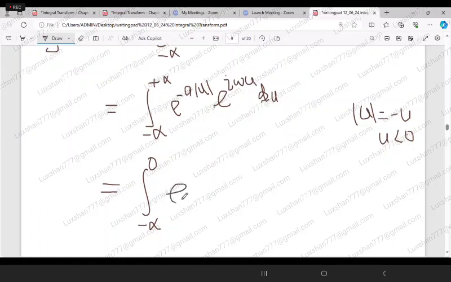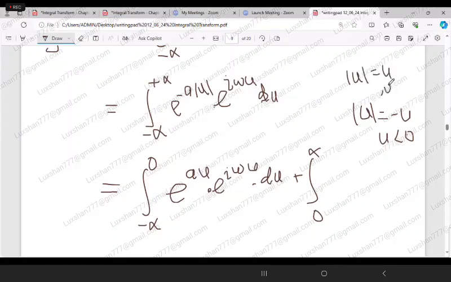Therefore, I will get e to the power au into e to the power i omega u du, plus the integration 0 to infinity, where mod u equals u if u is greater than 0. In that case, if I put that one, then I will get e to the power minus au into e to the power i omega u.